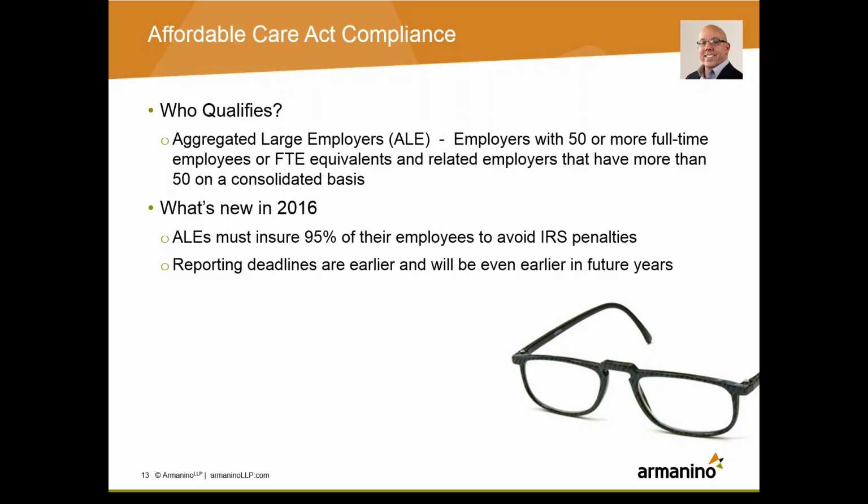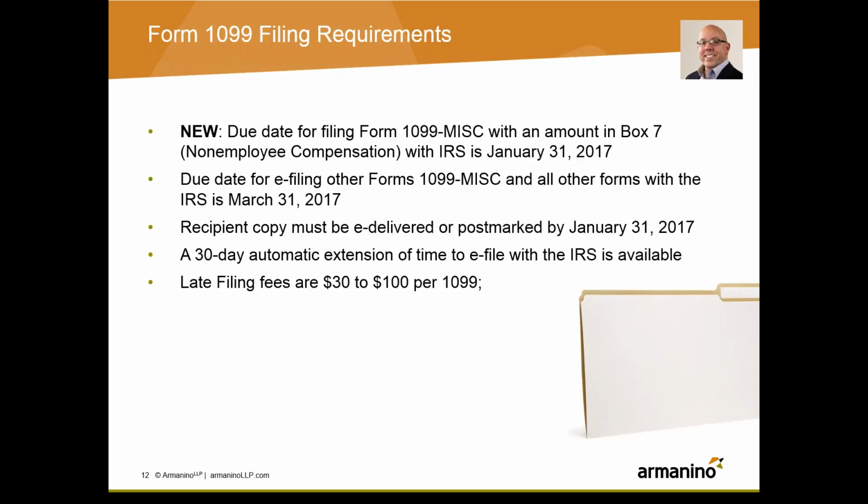March 31st is the deadline for electronic filing. Is that the clarification there? Filing with the IRS as opposed to submitting to the employee? Just to clarify, there was a question. If it doesn't have box 7, then you can still file by March 31st, right? That's exactly right. If it's not non-employee compensation, it relates to rents or royalties or any one of the other categories that are on there, that date is still March 31st for the IRS filing.